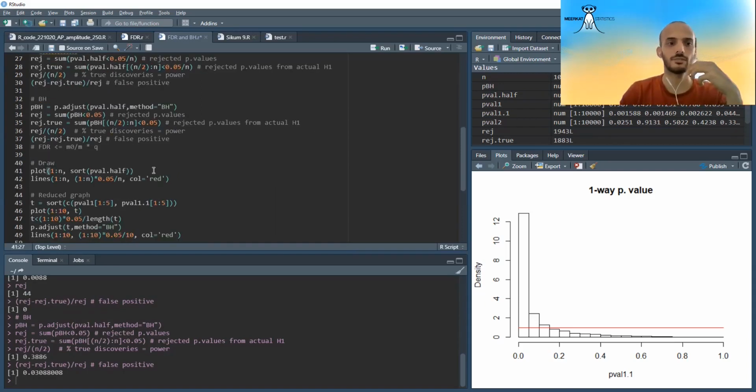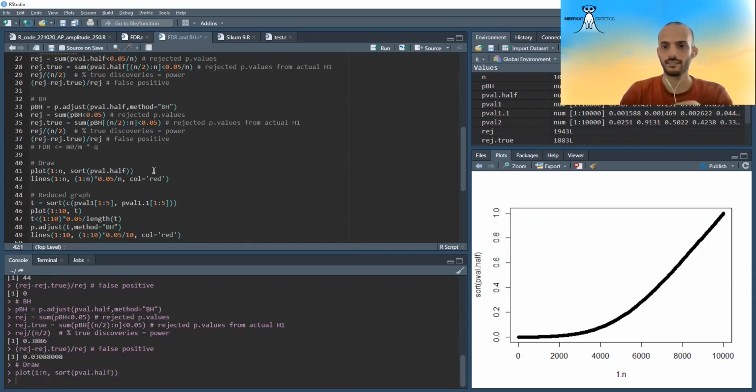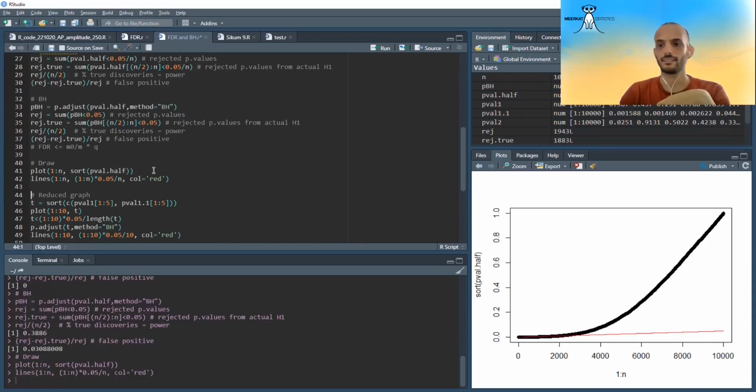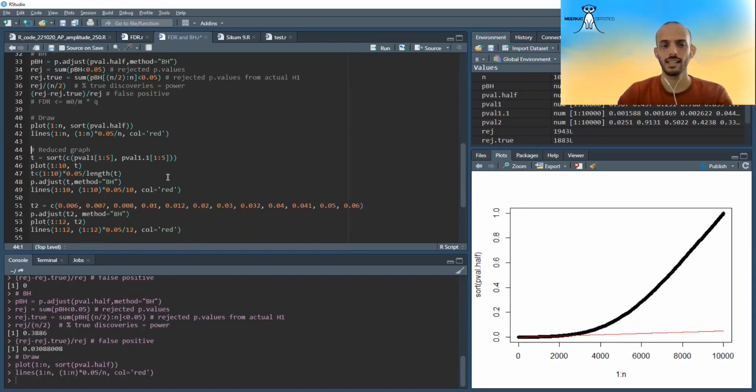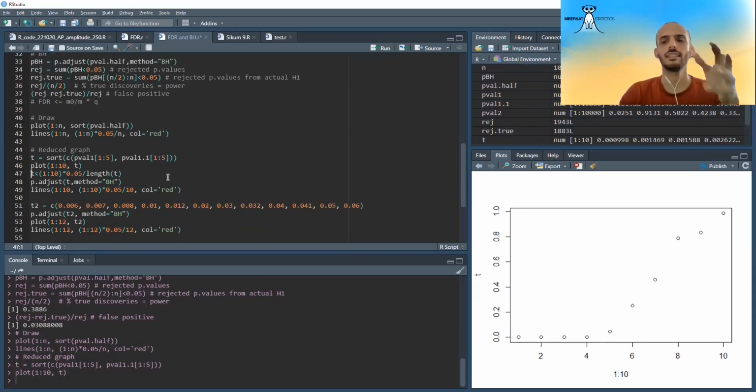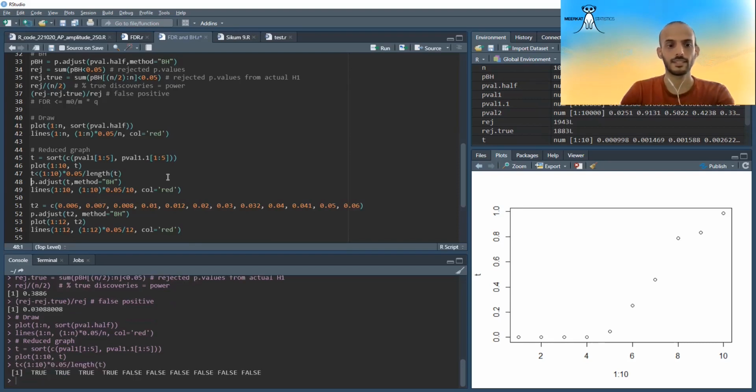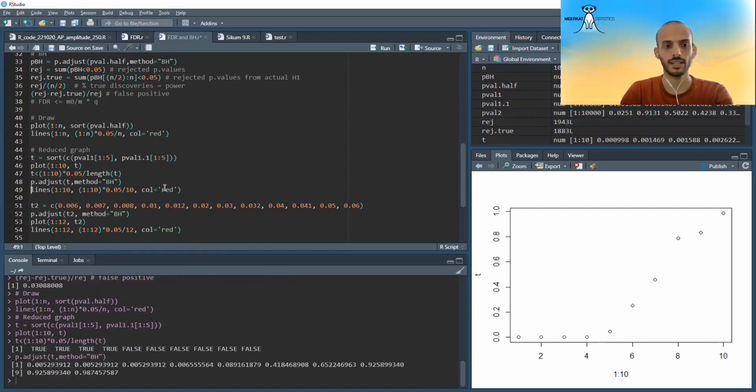Okay, and we can also draw the p-values by indices, and this will be the cutoff value, but we can't see it very well here. So let's try to do a reduced graph. These are p-values of 10 hypotheses. 5 of them are from H null, 5 of them are from H1. You can see that if we do the Benjamini-Hochberg, which is just this, we will get 4 rejections and 6 non-rejections. We can see it also here.